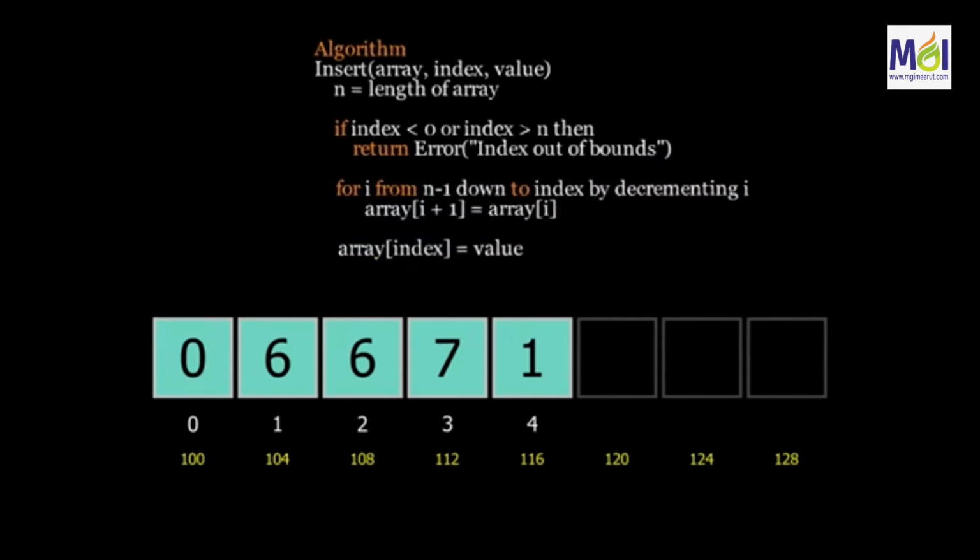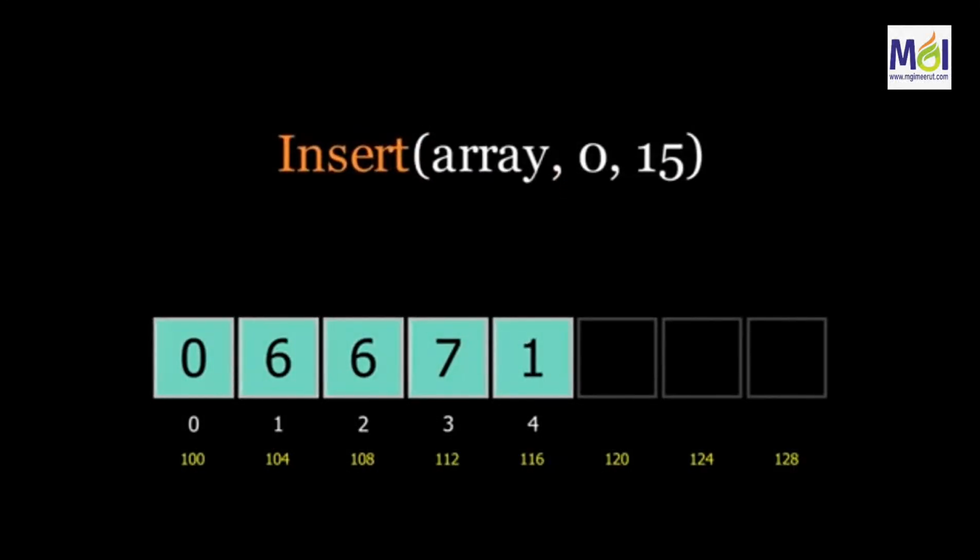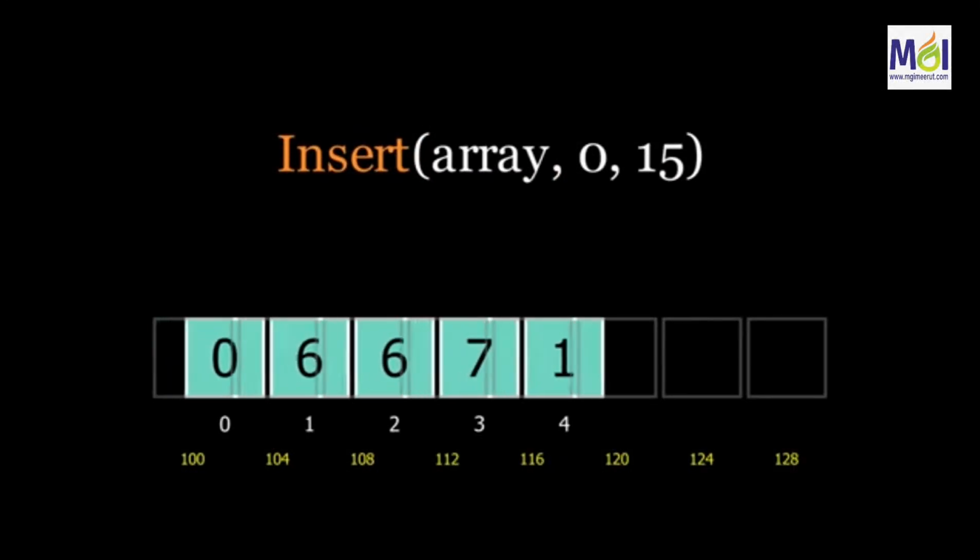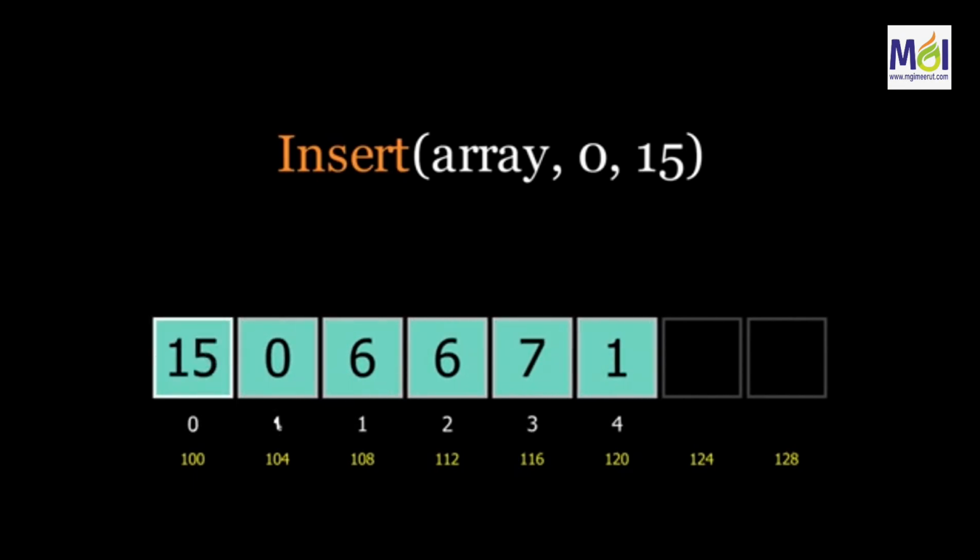Now let's see some examples visually. Let's say we have to insert the value 15 on 0th index. Then we'll have to shift all the elements one step right to accommodate the new element. This will be of big O of n time complexity because of the shifting.